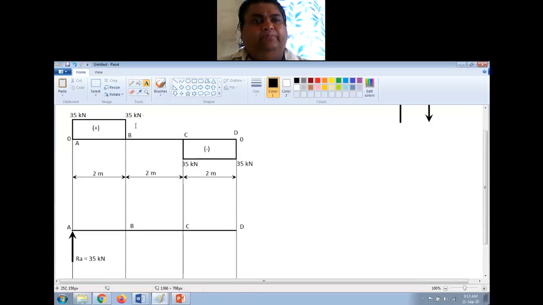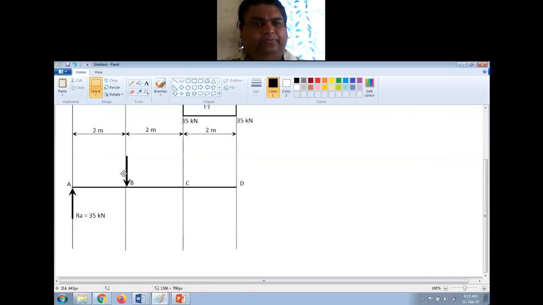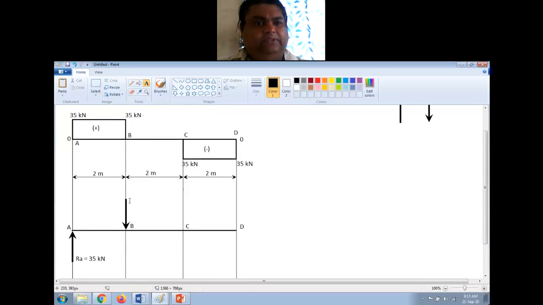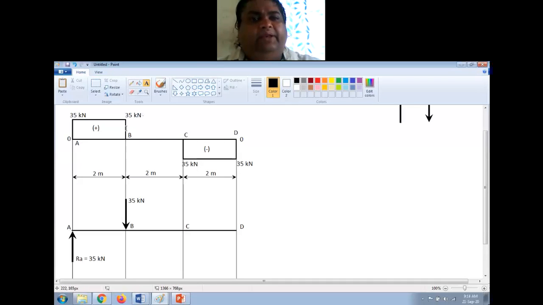Again at point B, if you see, the shear force is decreasing from 35 kilonewton to 0. That means there is a downward force acting at point B, and the magnitude of that force is equal to 35 kilonewton. So I will show this as a point load, right? And the magnitude of this is 35 kilonewton. Now between B and C again, I do not have any load. That is why the shear force is constant. It is 0. It does not change.